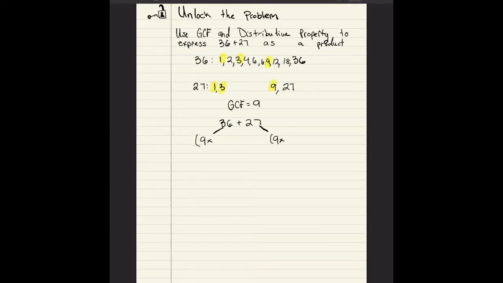9 times 4 is 36. Bring our addition sign down. 9 times what is 27? 9 times 3 is 27. So now I have 9 times 4 plus 9 times 3. I see here that 9 is in common in both of these, so I can rewrite the problem like this: 9 times 4 plus 3. And that's my final answer.